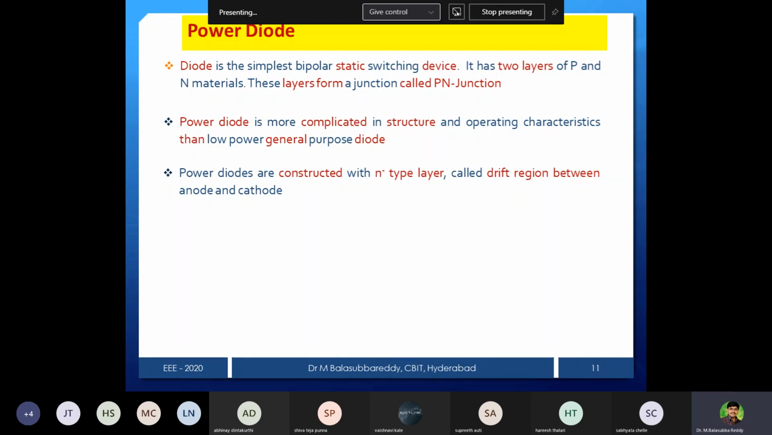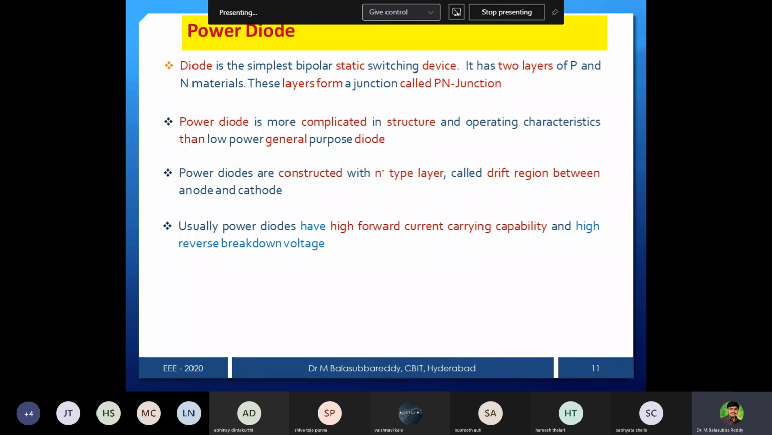So normal diodes have an anode and a cathode. In between the anode and cathode, we add one more layer that we call a drift region. These diodes have high forward current carrying capability and high reverse blocking voltage, that is, reverse breakdown voltage. Now, this is the advantage.